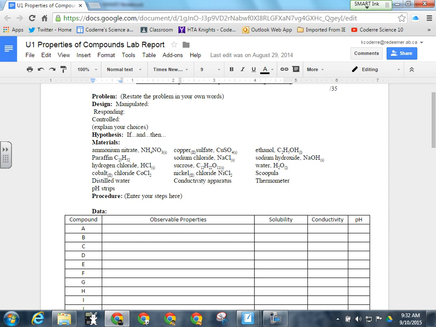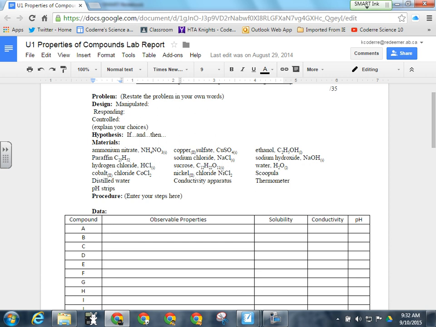So the possible identities of the compounds are up here in the materials. Ammonium nitrate, paraffin, that's candle wax. You might want to write that beside it just so you remember. Paraffin is candle wax. Hydrogen chloride, cobalt chloride, cobalt 2 chloride, distilled water, copper 2 sulfate, sodium chloride, sucrose, nickel, ethanol, sodium hydroxide. I don't know why I have water on there twice, but I do.